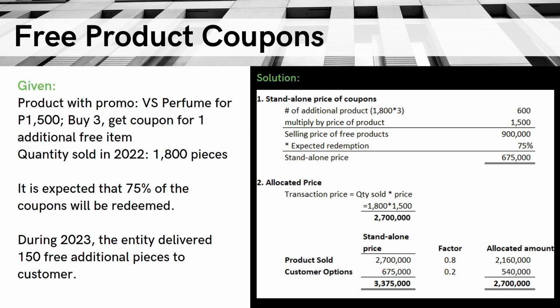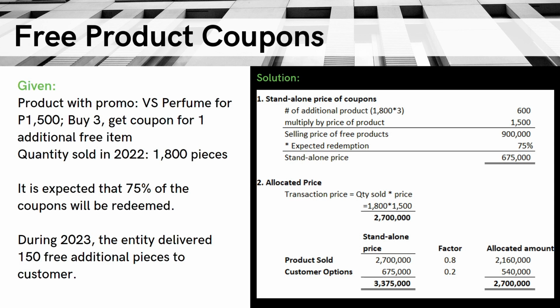So, you check, you add the product sold plus the customer option, that should be the total of your transaction price, which is, in here, 2,700,000. So, basically, these are the steps for the free products, discount, coupon, and then the rebate. Okay?